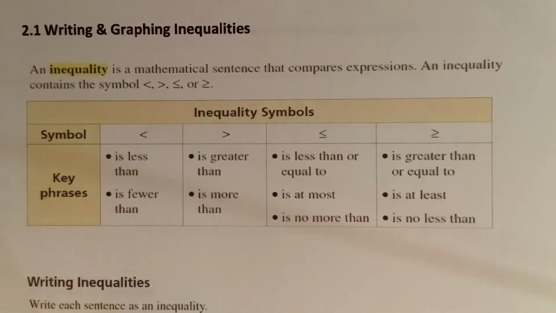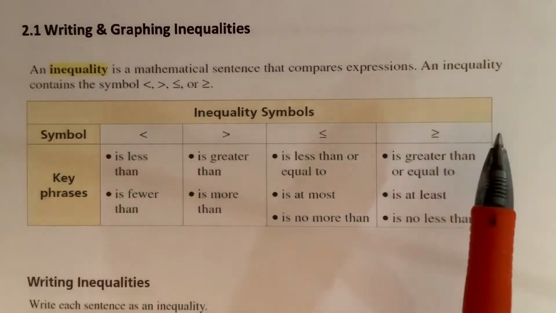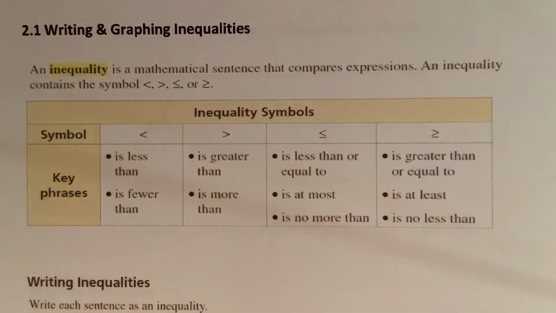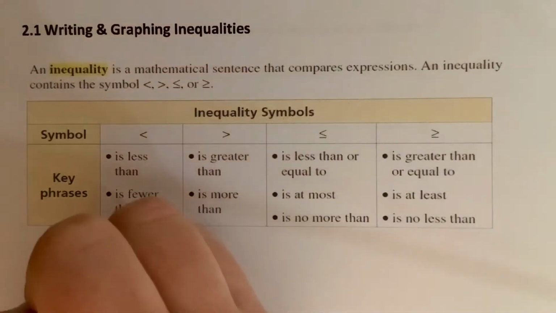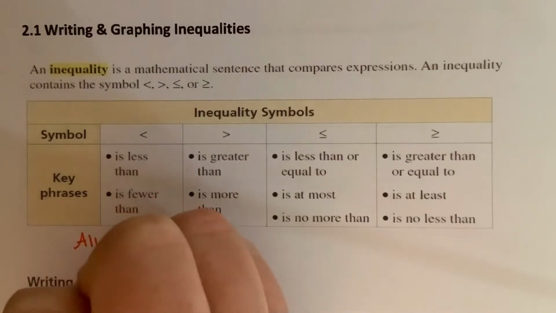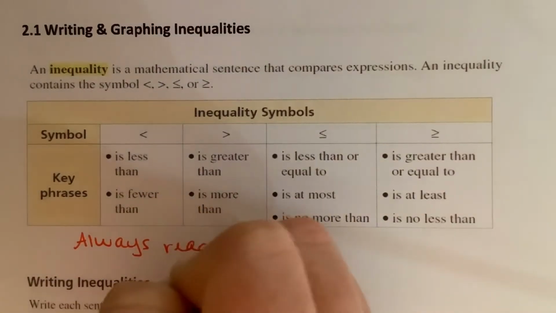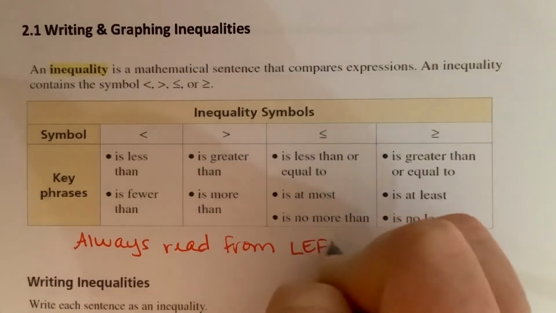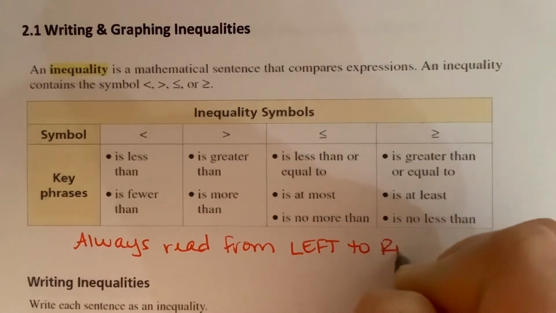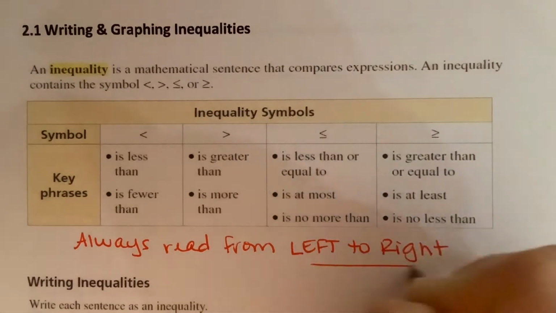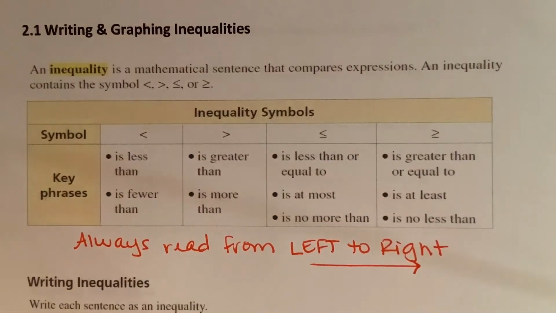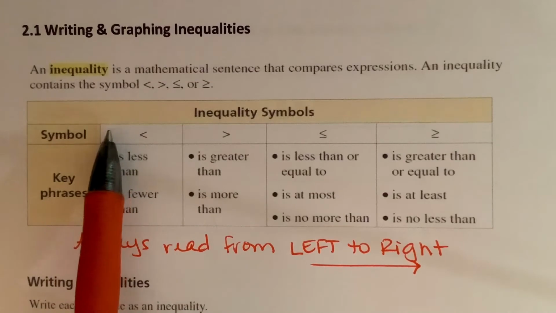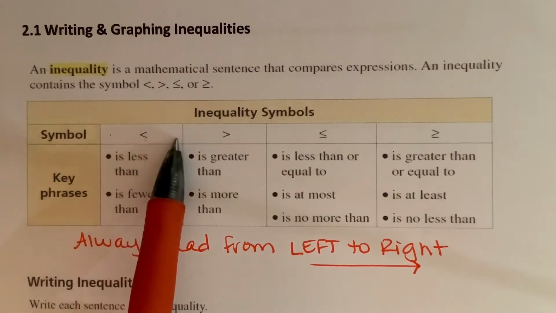We do always read an inequality from left to right, just like words on a page, just like anything we read in math. So I wanted to write that down. We want to always read from left to right. All right, just so we don't forget. So we're reading what comes first, and then the symbol, and then what comes after.